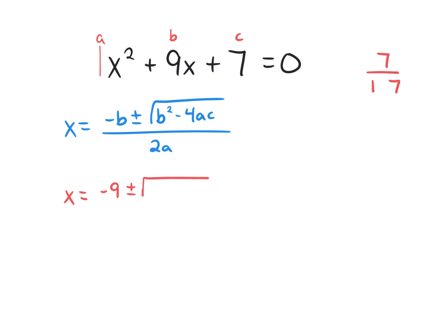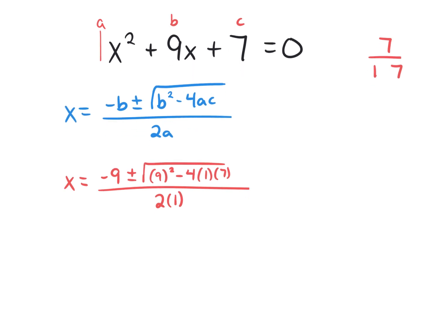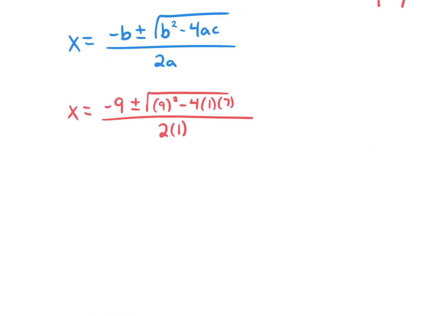Plus or minus the square root. What do I plug in for b? 9, so this turns into 9 squared minus 4, what's a? 1, c is 7, all over 2 times a, which is 1. Okay, do you have to fill out the formula? Yes. Okay, you need to be filling out the formula. We're not skipping steps here.